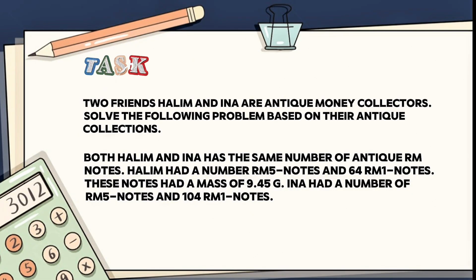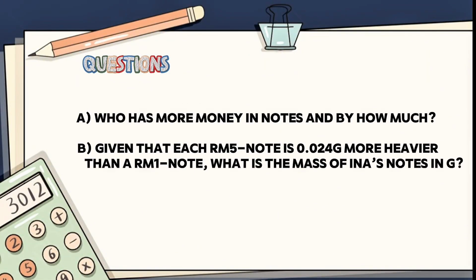Halim had a number of RM5 notes and 64 RM1 notes. These notes had a mass of 9.45 grams. Ina had a number of RM5 notes and 104 RM1 notes. Furthermore, let's continue with the questions.